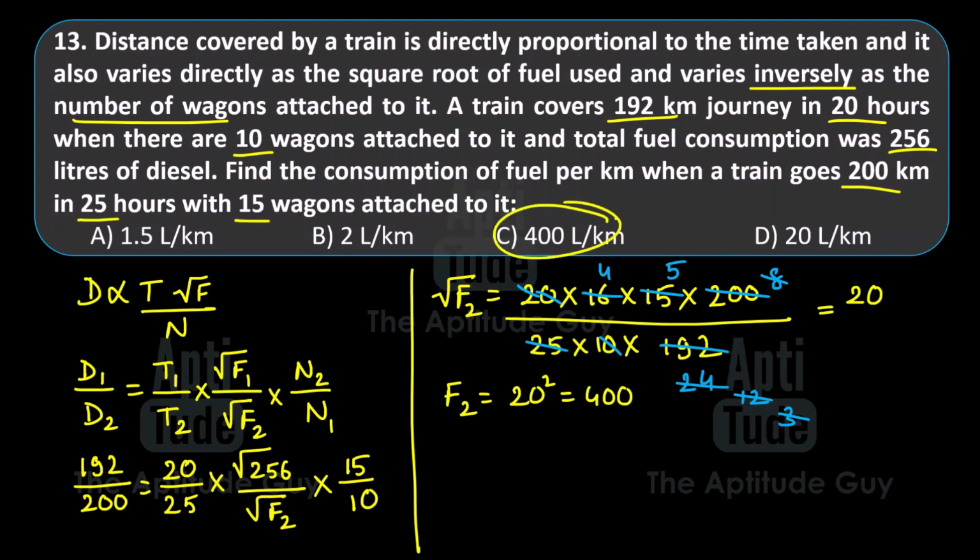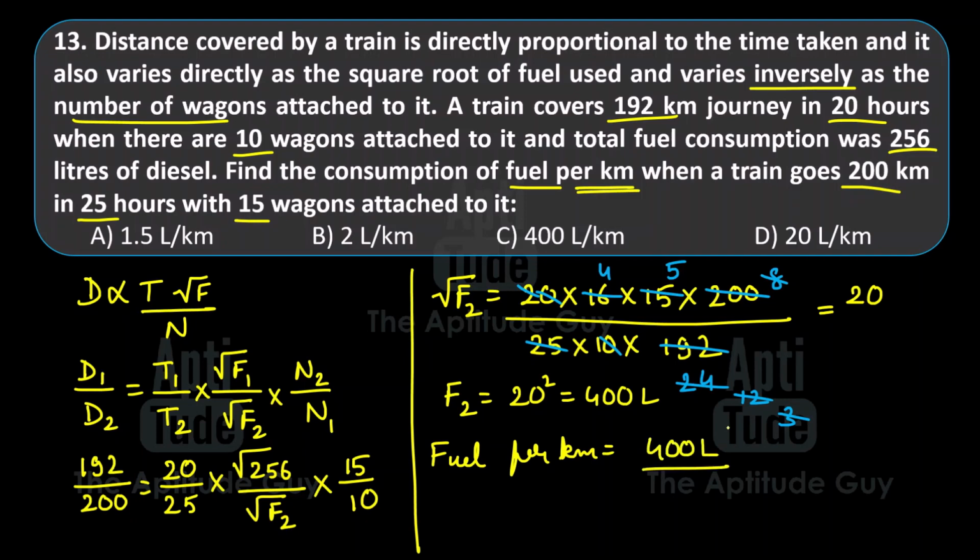This is why 400 is also given in the options, but that is also not the correct answer. What is the question? The question is, find the consumption of fuel per kilometer. Per kilometer, not the entire fuel used. How many kilometers is it traveling? It's traveling 200 kilometers. So fuel per kilometer equals 400 liters divided by 200 kilometers. That is equal to 2 liters per kilometer.